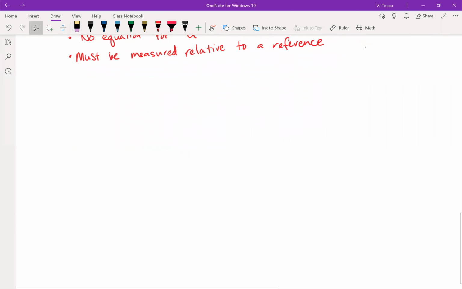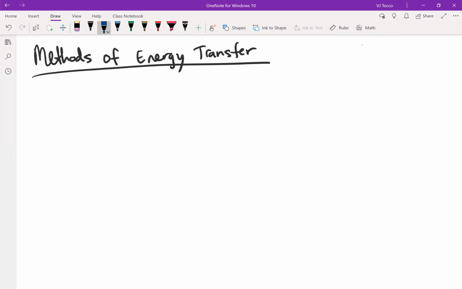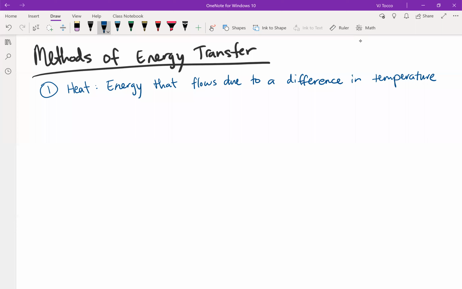Moving on, let's next talk about the two methods of energy transfer. The first method of energy transfer that we'll discuss in this class is heat. And heat is the energy that flows as a result of a difference in temperature. And the thing to remember about heat is that it always flows from hot to cold. And I'm going to put the words hot and cold in quotation marks because these are also relative terms.